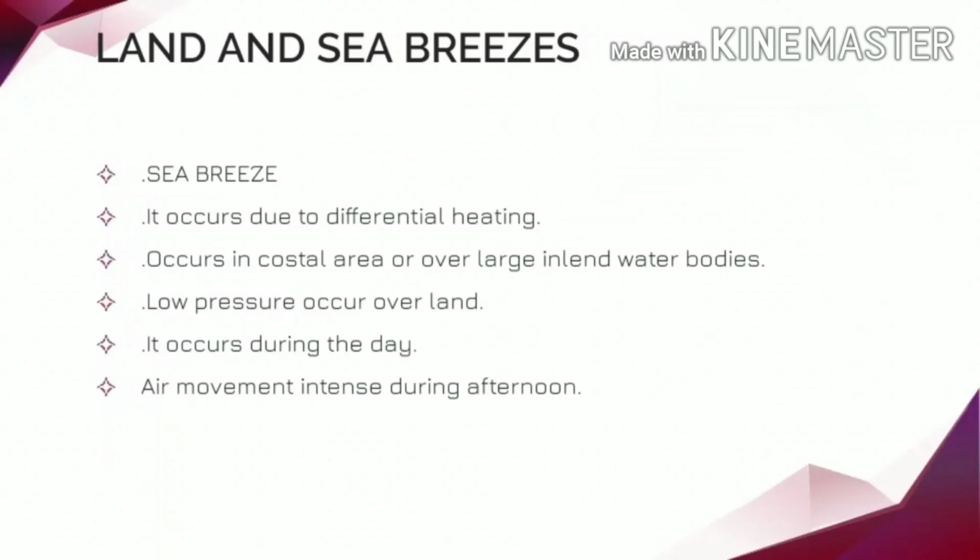Land and sea breezes. These land and sea breezes are also periodic winds, but they occur diurnally, or on a daily basis, and this also occurs similar to the monsoon. It also occurs due to differential heating of land and sea. The sea breeze develops along the coastal area and on large inland water bodies in summer when the land is heated faster than the water. Especially on a clear day, low pressure develops over the land area because the land is heated, and high pressure over the water body.